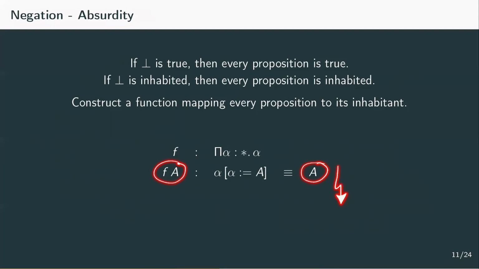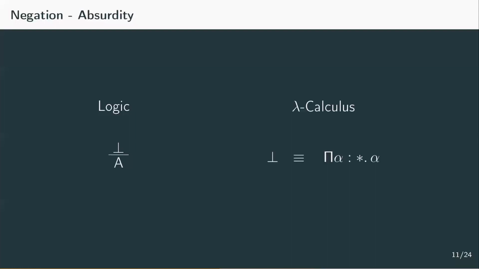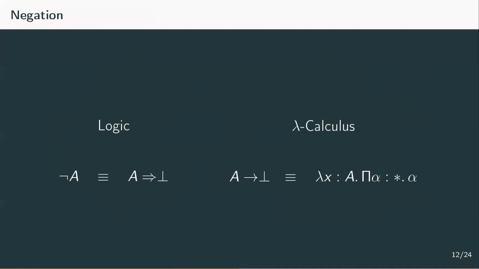So, we've already found the type we're looking for. Bottom is defined as this type that takes a type and returns an inhabitant of that type. Obviously, we need lambda 2 for this construction, as polymorphism is essential in this construct. Now we can properly define negation. Not A, as in the lambda calculus, is constructed as A to bottom, which is an abbreviation of lambda x of type A dot pi type alpha dot alpha.